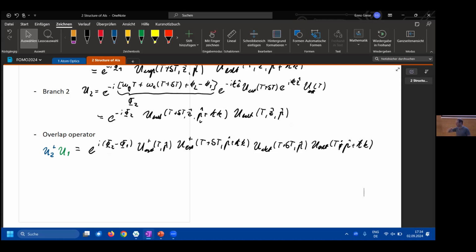And there are some compensation techniques. So for example, gravity gradients means that there is a harmonic potential on top of the linear potential. That means that the upper arm is accelerated in a different way than the lower arm. So they don't overlap perfectly anymore in the very end. So gravity gradients are a problem. But there are ways to compensate for that by adjusting the momentum transfer in the second pulse.